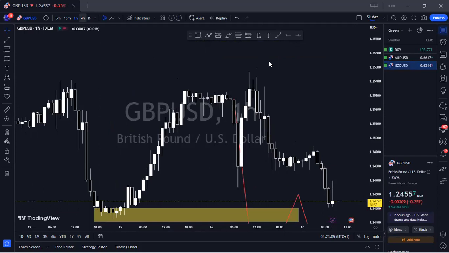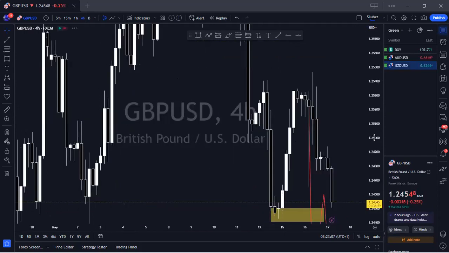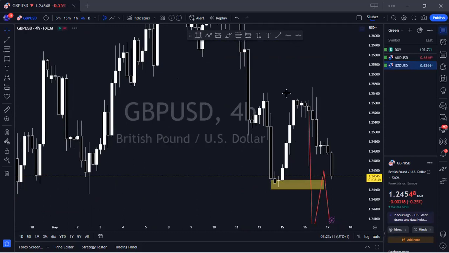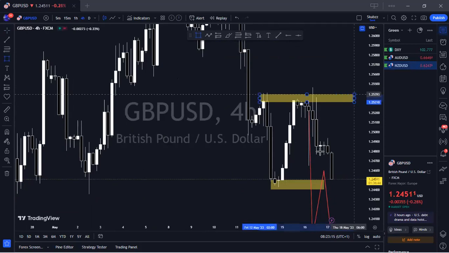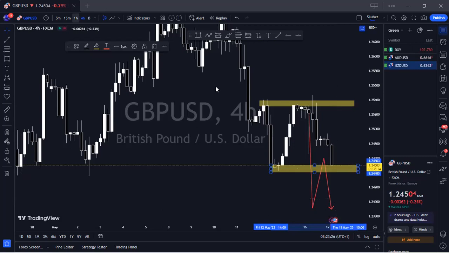Let's look at the 4H. GU on the 4H is starting to look like a range. So price is basically in between this high here and this low here. That's the only thing that's scaring me, because right now I might just tap into this low that price is approaching, and then just reverse back. So that's the only thing that I'm afraid of.